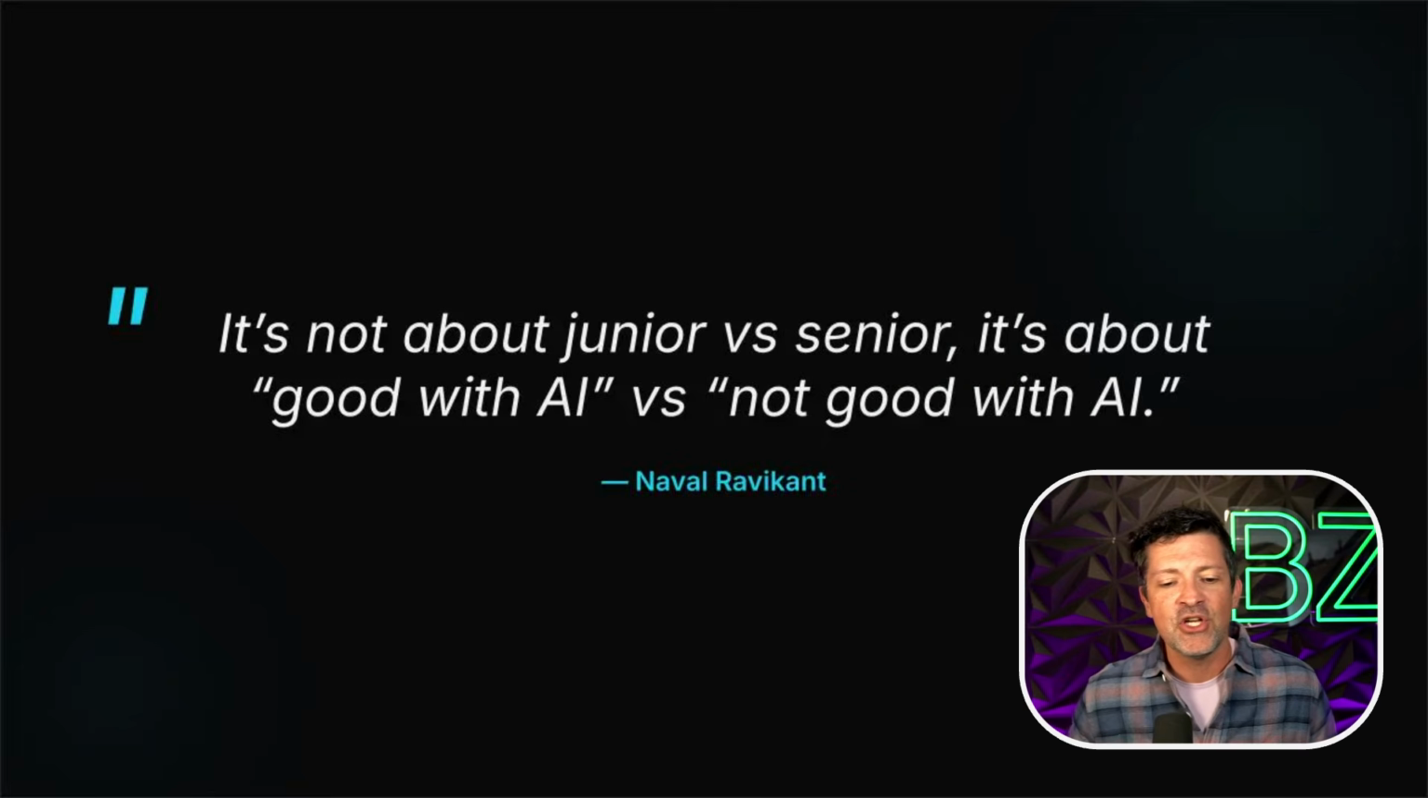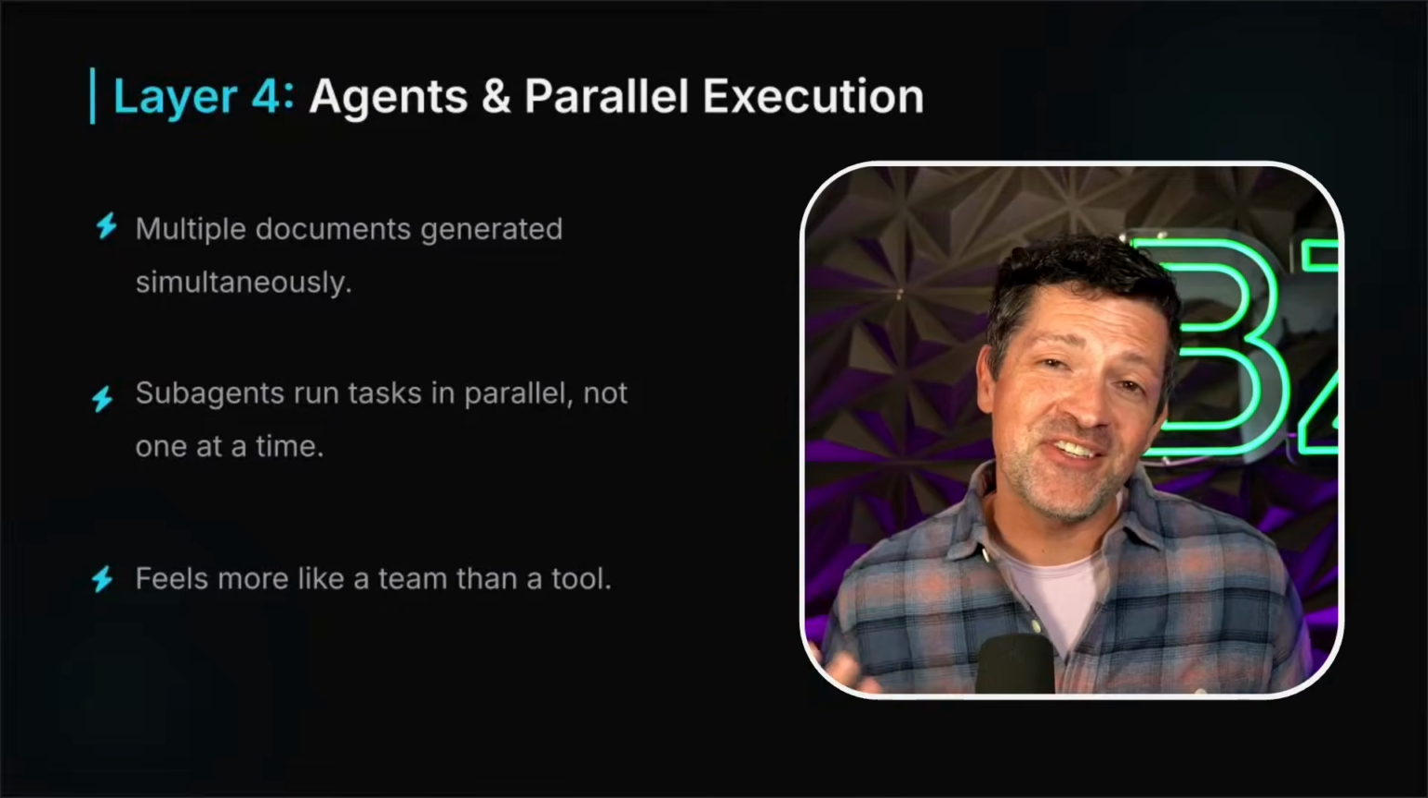This reminds me of a Naval Ravikant tweet that I recently saw. He says it's not about junior versus senior, it's about good with AI versus not good with AI. So even if this is like your first time coaching Little League, you now have a system that's on par with somebody who's been doing it for a long time, just by knowing how to use this powerful new tool. But really, we're just getting started.